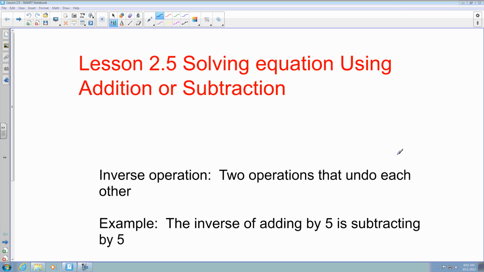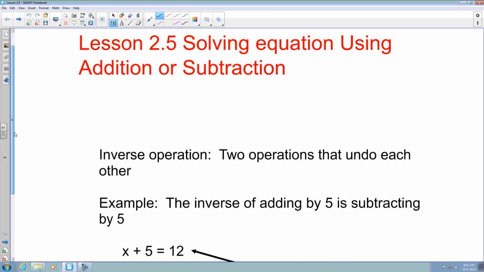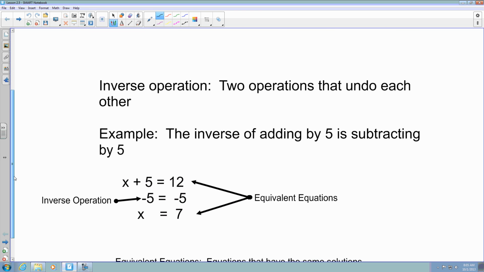So today, instead of doing the guess and check like we did in 2.4, we're actually going to use what is called inverse operation to help us solve the problem. Inverse operation means that we're going to take two operations that undo each other. Basically what that means is we still want to have that balance on both sides of the scale. We still want balance on both sides of the equal sign. In order to do that, if you're going to do something to one side of the equal sign, you must do it to the other side.